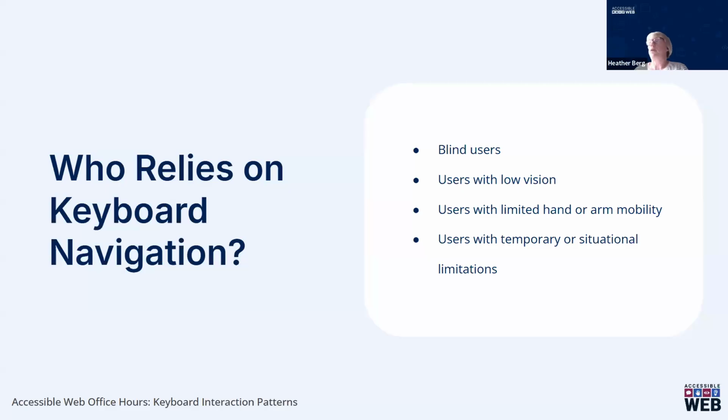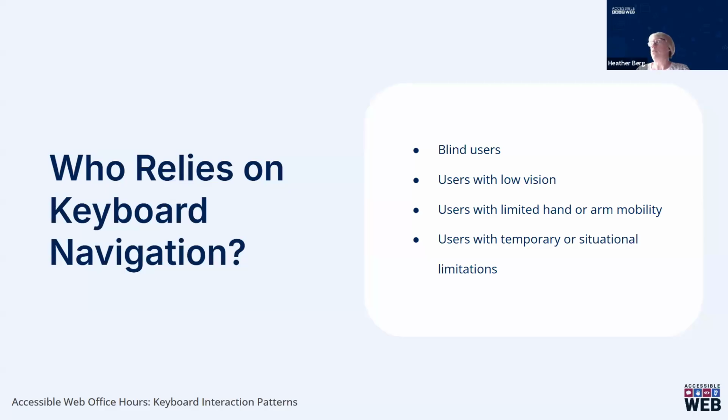So blind users, for example, often navigate without a mouse. Instead, we use keyboard commands with a screen reader to find information, move between controls, and accomplish everyday tasks. Users with low vision may use screen magnification. This makes following a mouse pointer quite difficult. Keyboard navigation helps to move efficiently while keeping up their place on the page or the screen.